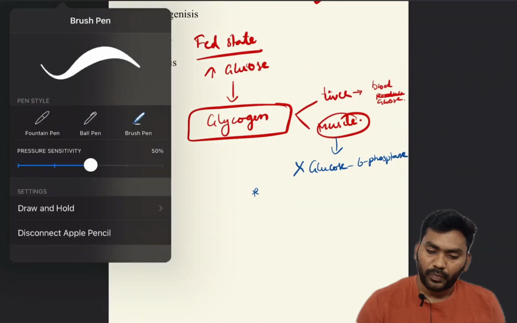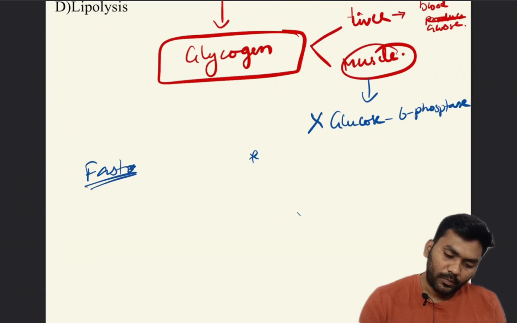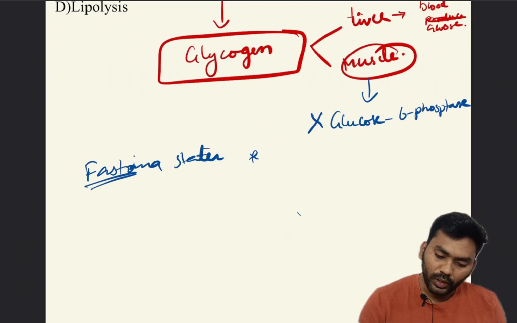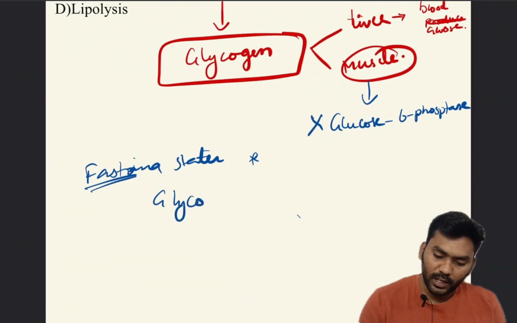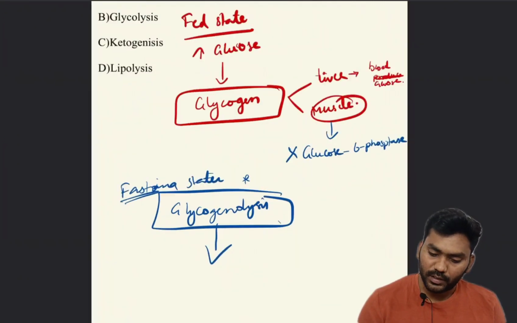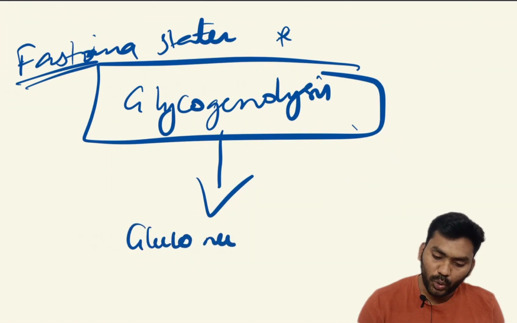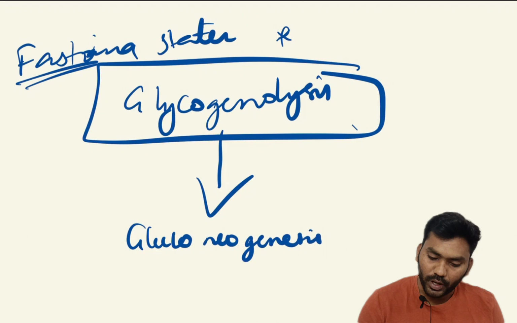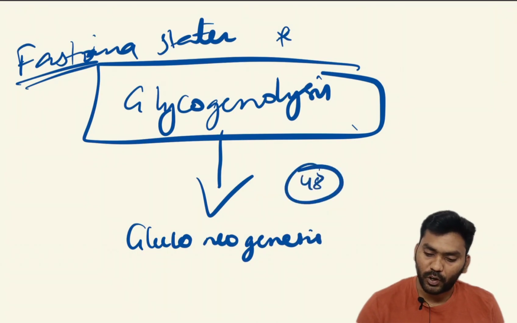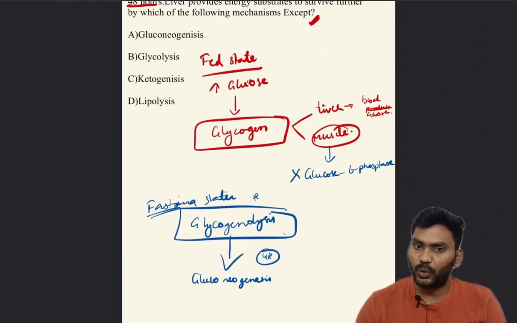Okay, and whenever the patient goes into the fasting state, the liver will shift towards glycogenolysis, as we already discussed, and once the glycogen is depleted, the liver will shift towards gluconeogenesis. Whenever the patient is fasting for more than 48 hours, the glycogen stores will be depleted. Now the liver will shift towards gluconeogenesis.